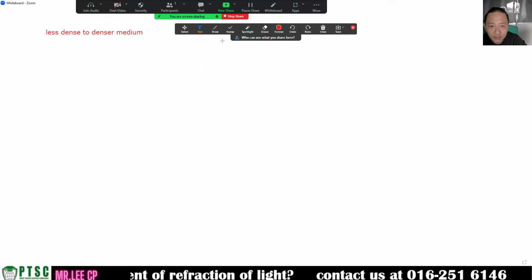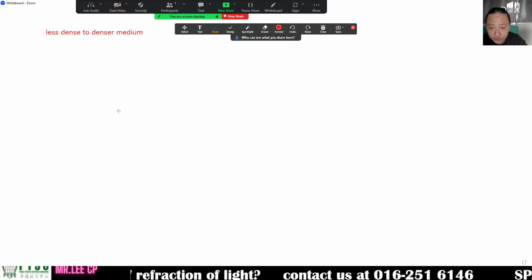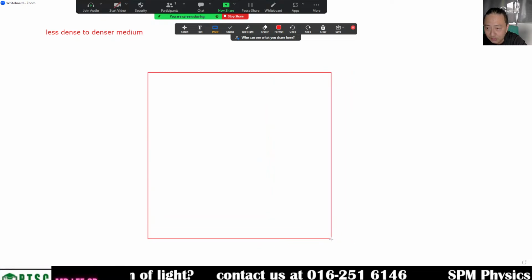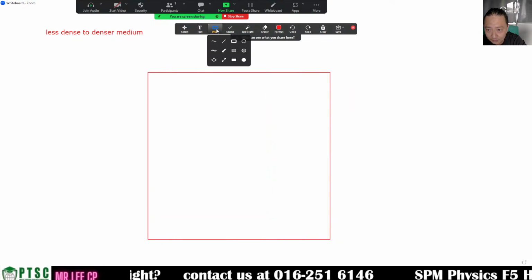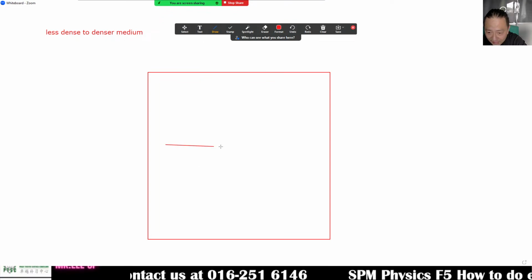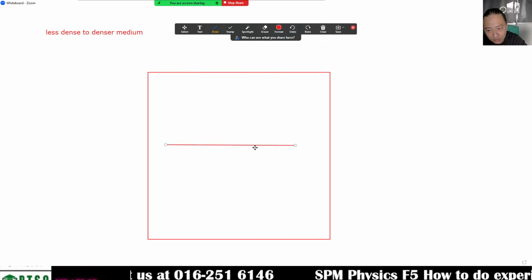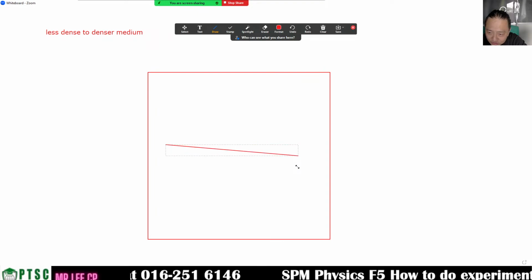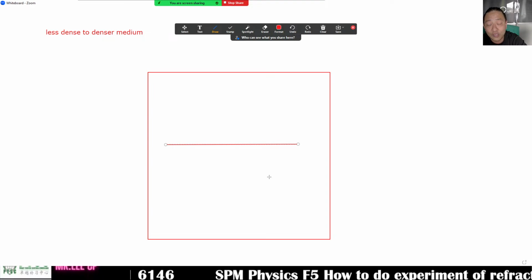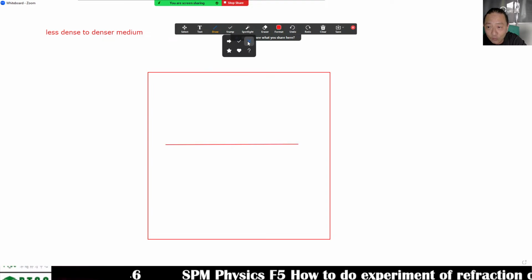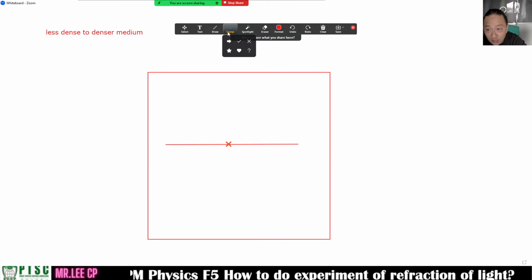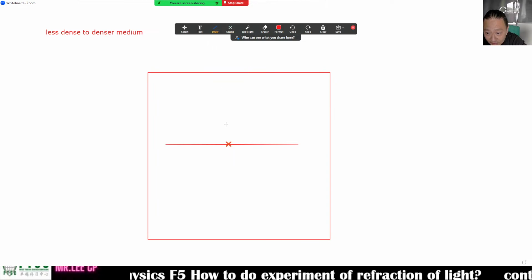So normally, when you do this, how to do it? Let's say this is a piece of A4 paper. I want you to draw a line here, in the middle somewhere, straight or not straight, a bit crooked is okay, no one cares. But it can be drawn straight lah. And then the second thing is I want you to put a cross here to make the normal line.